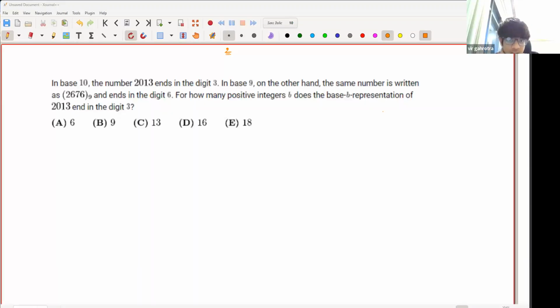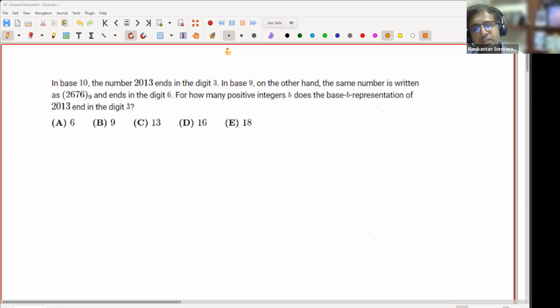Just paste this question first. So, first question, right? Yeah. So Veer, can you explain what you got on this one? Were you able to do this one? Yes, I was. The first question I got C. Because 2013 implies that it must be 3 mod B, because it ends in the digit 3 in base 10. So because B is a factor of 2010, we can infer through a little bit of calculation that the answer is C, 13.